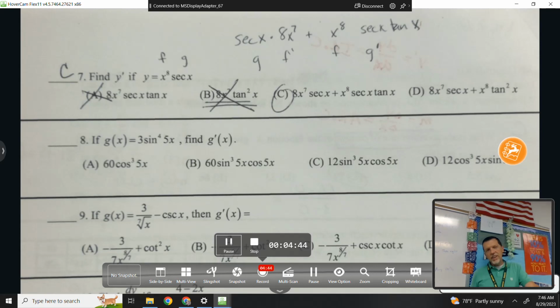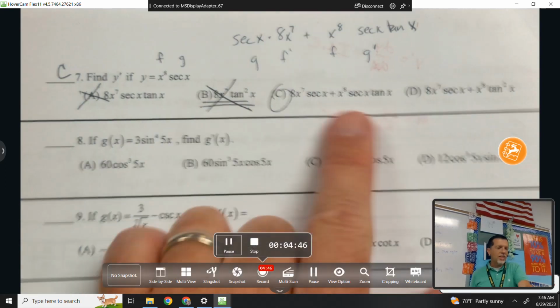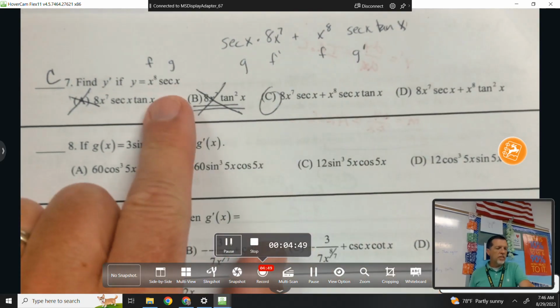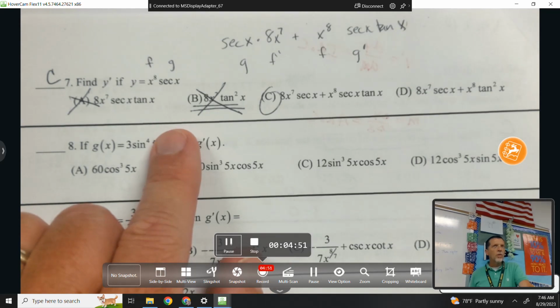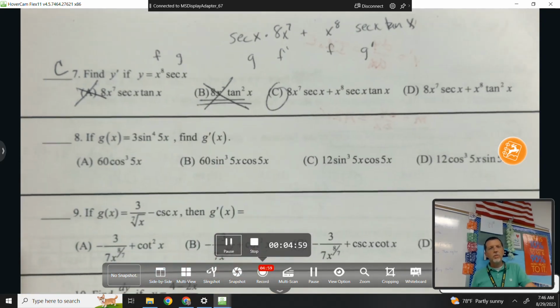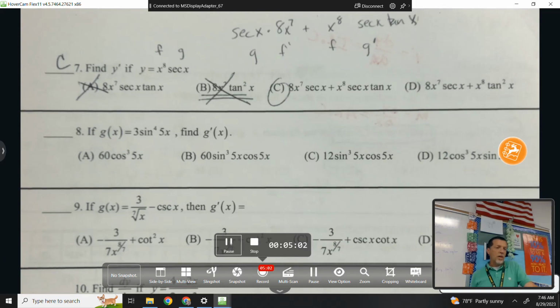The secants and tangents, people get confused, and you can kind of see that confusion here. The derivative of secant is secant tangent. What's the derivative of tangent? Secant squared. So people get those confused sometimes. All right, that was a relatively straightforward product rule problem. Okay, 3 more from 7 would land us at 10.